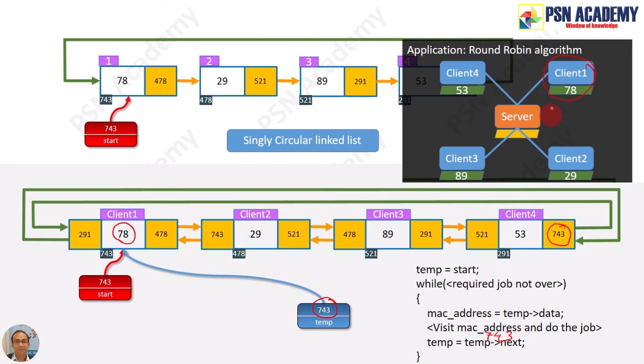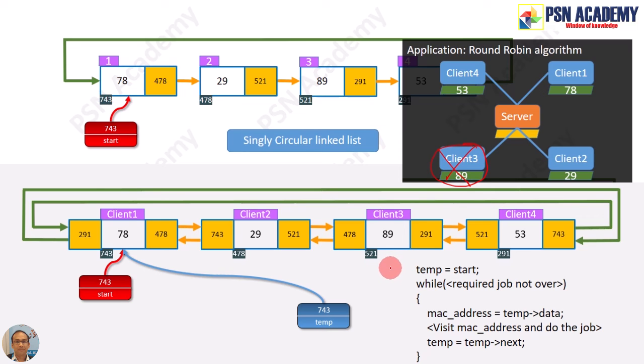So it goes on like this in a circular manner until some job in some client will be over, right? Now you may ask me that it may happen that, suppose in client 3, the job here is over. So that means it does not need the service of this mail server. But still, client 4, client 1 and client 2 need the service because their jobs are not over. Then how will the linked list look?